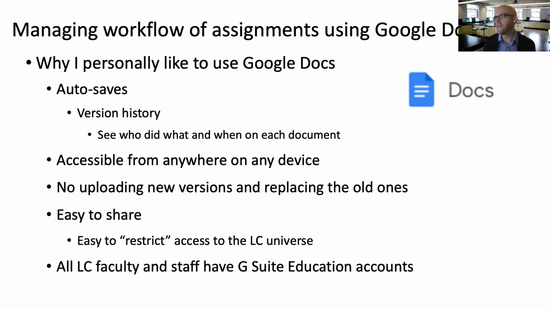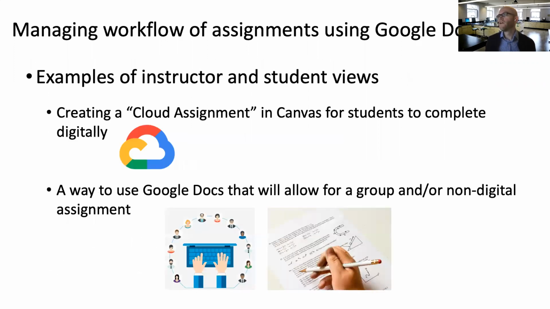Okay, so some examples of what I do here. I'm going to show you a version where I create a Google document assignment that's just embedded directly into Canvas, and then a workaround I use when that option won't work for some reason. So if I want to create a group assignment, or if it's something that some students are going to need to print off and then re-upload. So I'll show examples of both of those things.